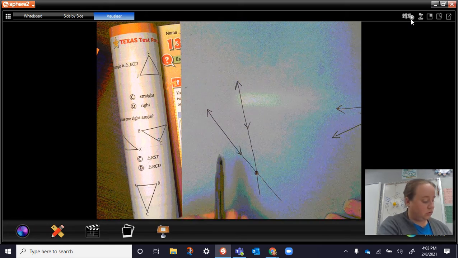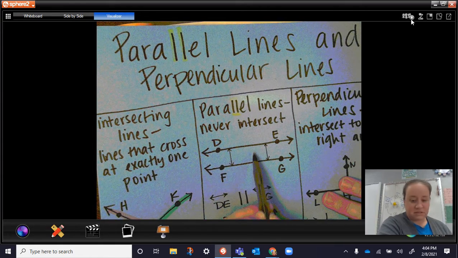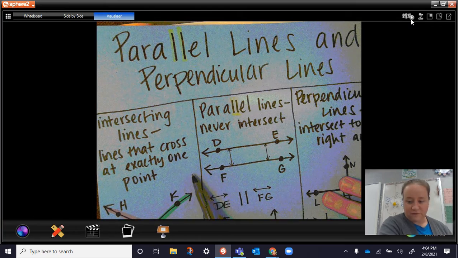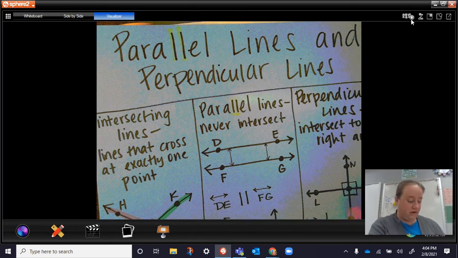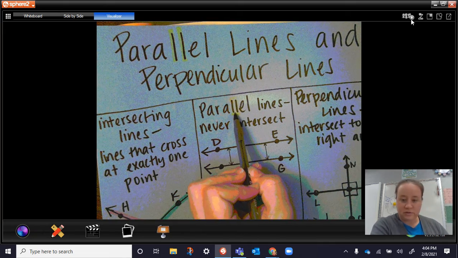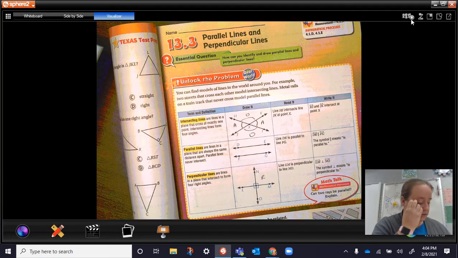So when you see parallel lines, they will look the same distance apart. And if they were to keep going in whatever direction they're facing, they will never, ever touch. And again, remember when you have those two L's, you're thinking, okay, that's my example of what a parallel line looks like.